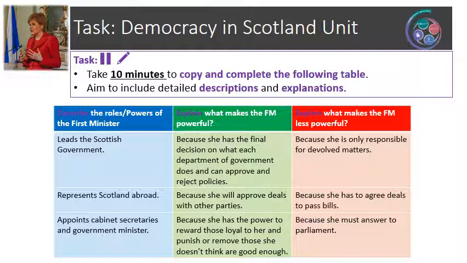She's powerful because she will approve deals with other parties, and because the First Minister has the power to reward those loyal to her, or punish or remove those who she doesn't think are good enough. However, on the other hand, what makes the First Minister less powerful? Well, because she is only responsible for devolved matters and not reserved matters, because she has to agree to pass bills in Parliament, and because she must answer to Parliament.